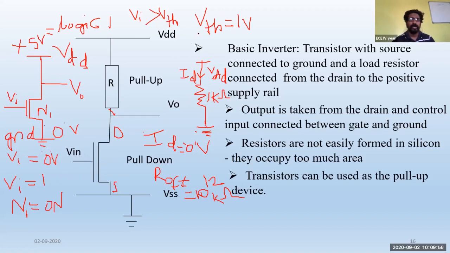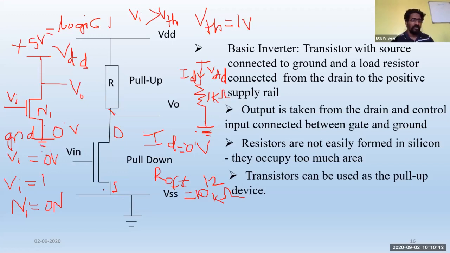Whenever you are supplying the input voltage equal to 0 volts, which is very less compared to the threshold voltage, that's why your transistor will be turned off. If it is turned off, your circuit is acting as an open circuit. In the open circuit, we know that you'll be having a huge amount of resistance.